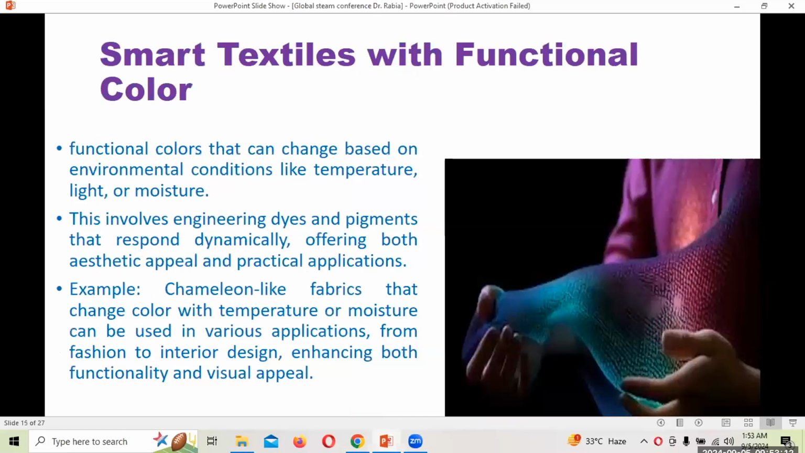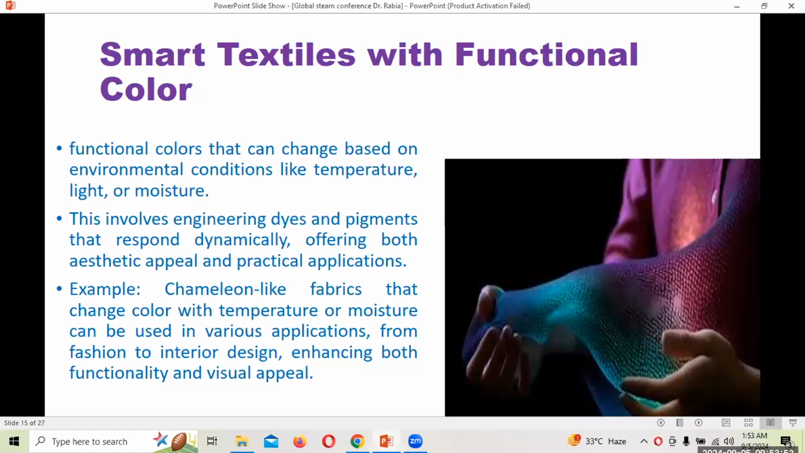Also, there are smart textiles with functional colors. What are functional colors? Functional colors are sustainable colors which can change based on temperature, light, moisture, or other environmental conditions, and they provide huge awareness about the conditions of patients who cannot tell you, like patients in the ICU.